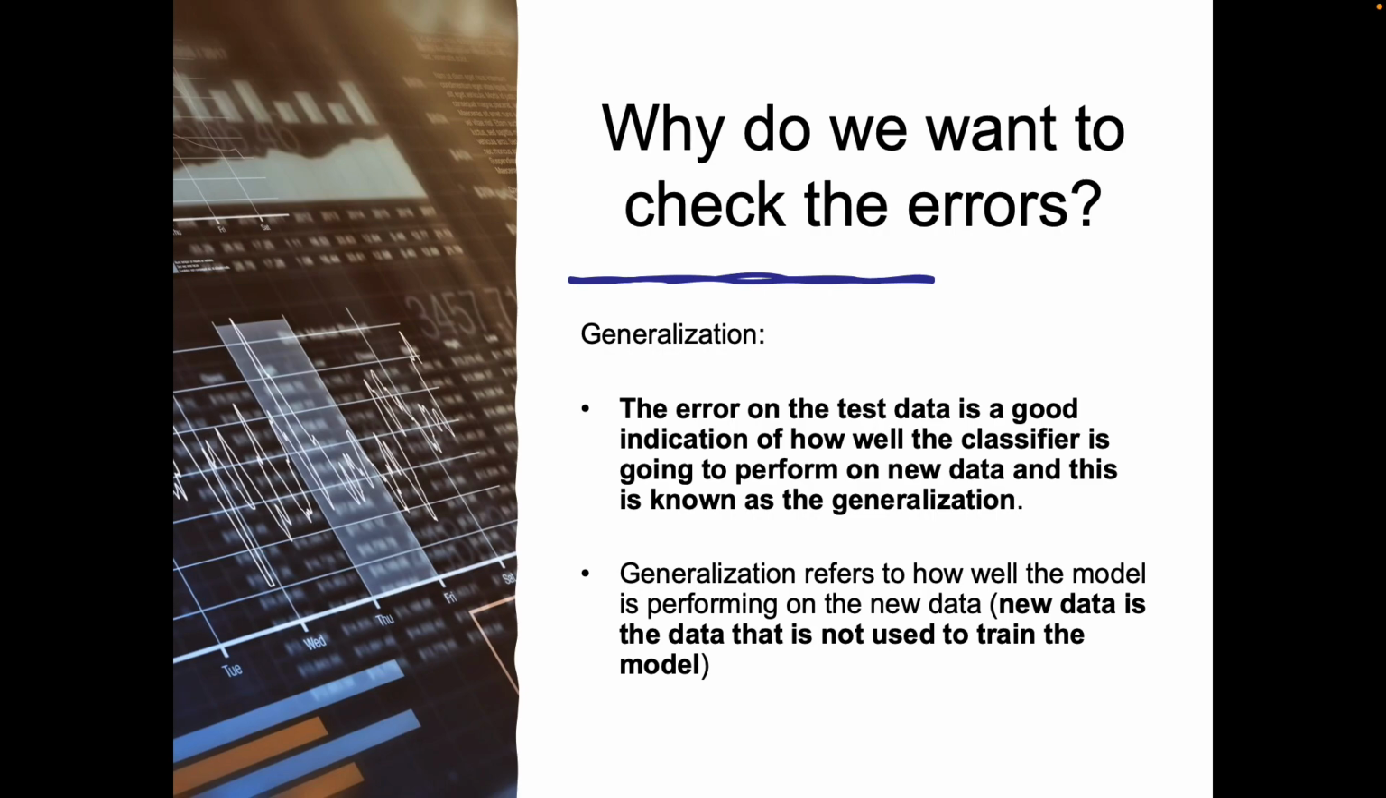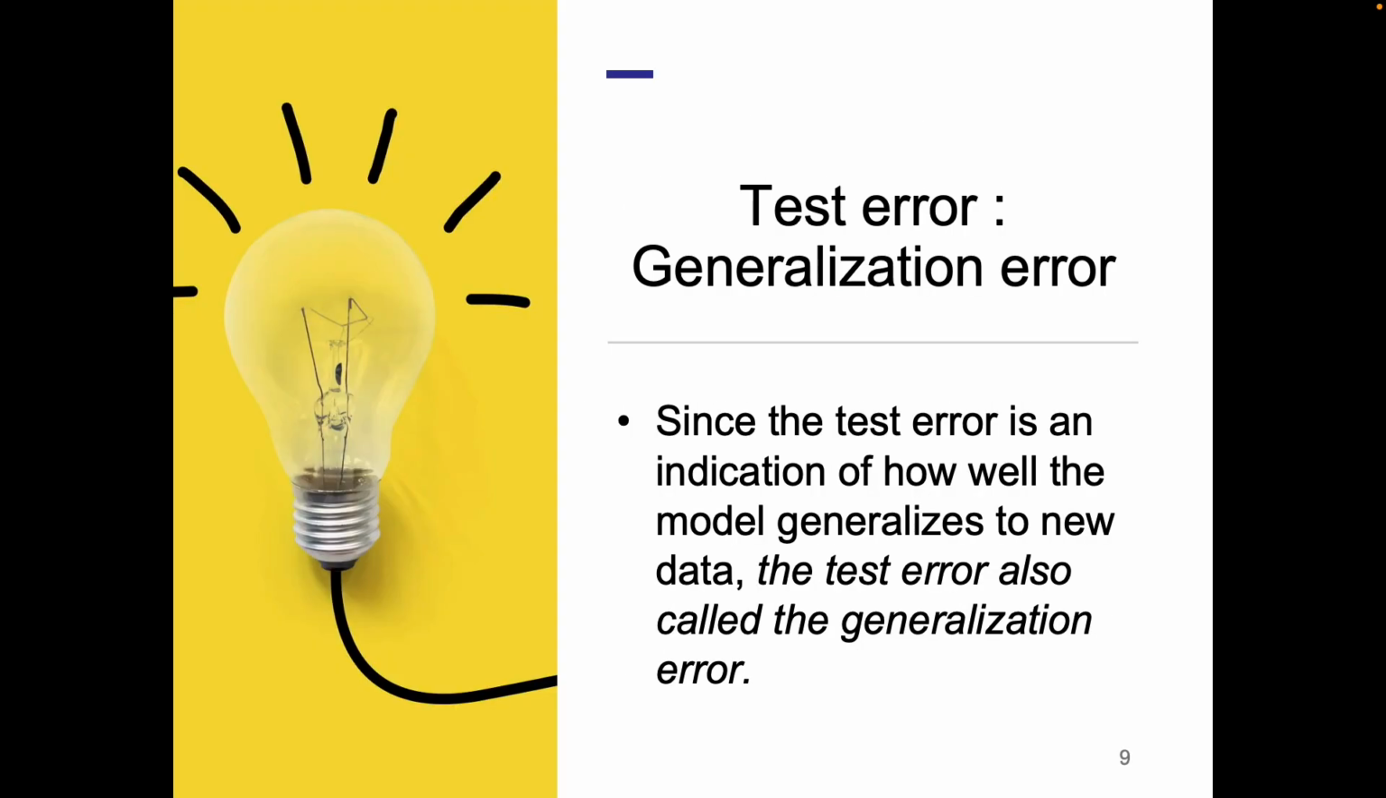If the model generalizes well, then it will perform well on the new data set that has a similar structure to the training data. Since the test error is an indication of how well the model generalizes to new data, the test error is also called the generalization error. You will hear this term a lot in some textbooks or articles written on the internet. We simply call it the generalization error. Remember, the new data set should have a similar structure to the training data set.